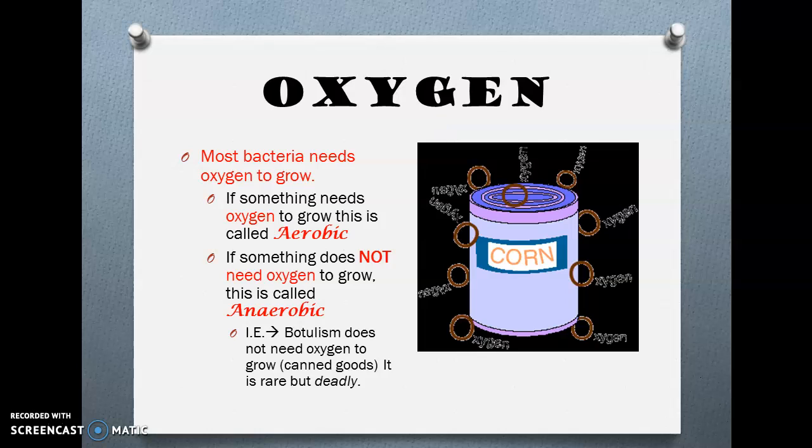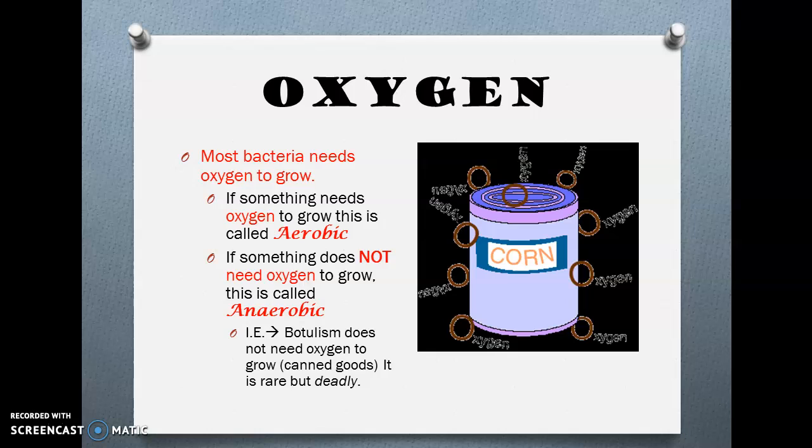Okay, guys, oxygen. The O in F.A.T.T.O.M stands for oxygen. Oxygen is something that most bacteria needs to grow. If something needs oxygen to grow, this is called aerobic. If something does not need oxygen to grow, it is called anaerobic. And examples of things that don't need oxygen to grow are our canned goods.